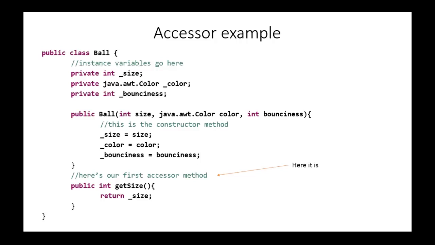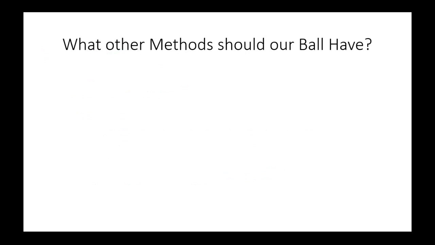So now you're probably starting to see how this would work. If you are trying to figure out the size of the ball, instead of accessing this variable here, you simply call getSize and then use whatever that returns to represent the size of that ball. It's a pretty nifty technique and it works really well. You're going to be writing a lot of this type of method. But, okay, what other methods should our ball have?